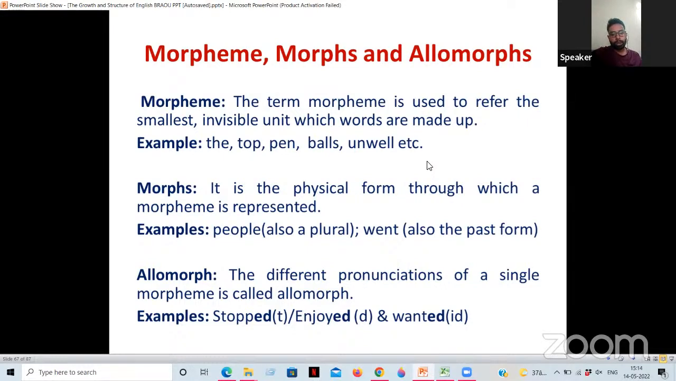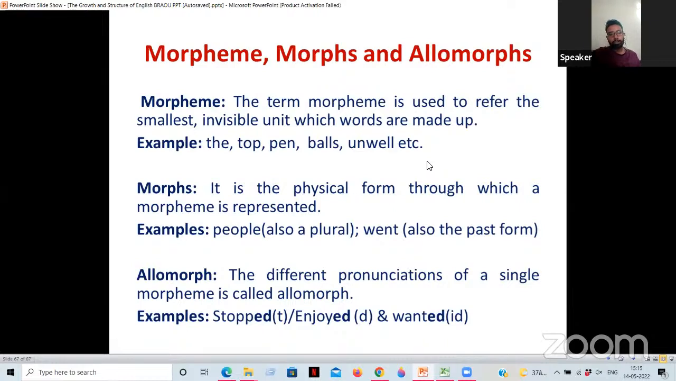As I have already mentioned, with people, when you say it, it becomes a morpheme, but in physical form, or its realization in reality, it becomes a morph. As another example, went will also be a morph because it is the physical form of the morpheme, where it has two forms as well. One is the present one, and the other one is the past form.